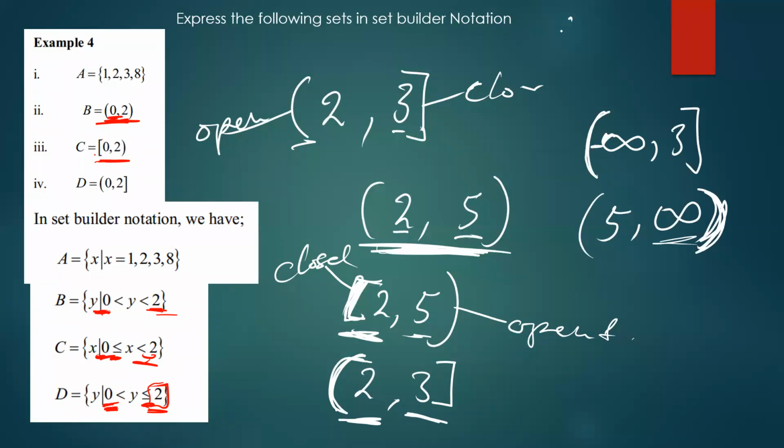That's what these brackets mean. So when it's like this, it shows that the number which is there is not part of the set. Then when it is a square bracket, it means that the number which is there is part of the set.